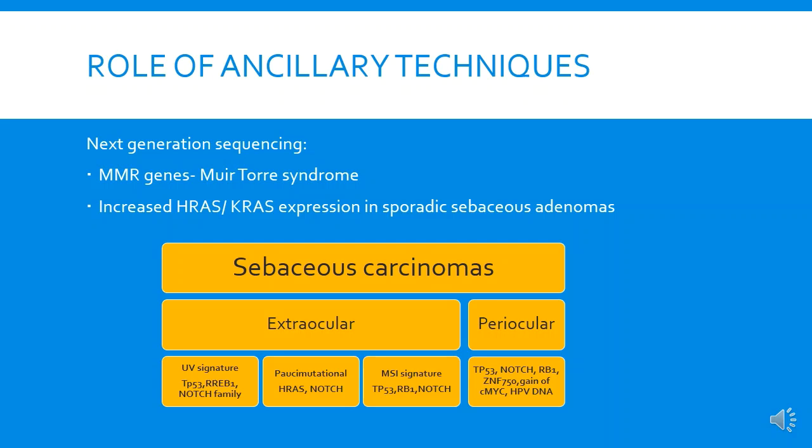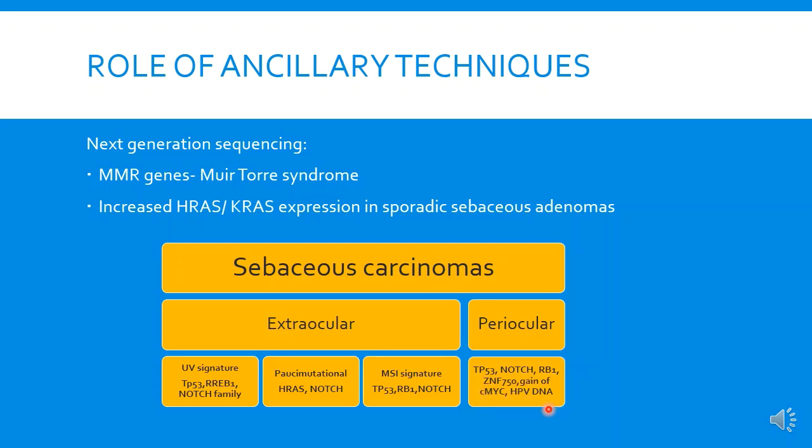So if you look at the sebaceous carcinomas classification into extraocular and periocular, these are the molecular markers that are increased in the particular type. Extraocular is divided into three types: UV signature, POLE mutational, and MSI signature. And TP53, RB1, and NOTCH family genes are sequenced in this particular type of tumor. And HRAS and NOTCH are seen in POLE mutational type of tumor, and TP53, RB1 and NOTCH are seen in MSI signature. Whereas in periocular sebaceous carcinoma, you have ZNF750 and gain of c-MYC and HPV DNA.